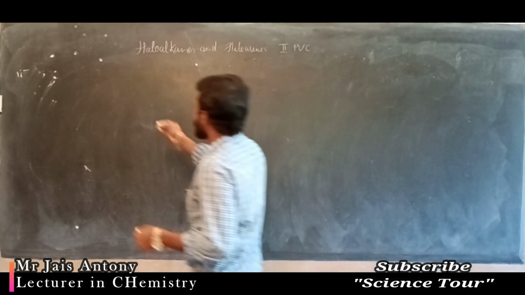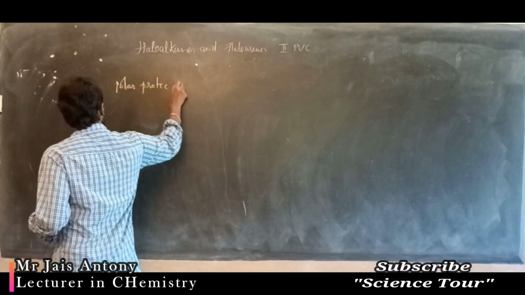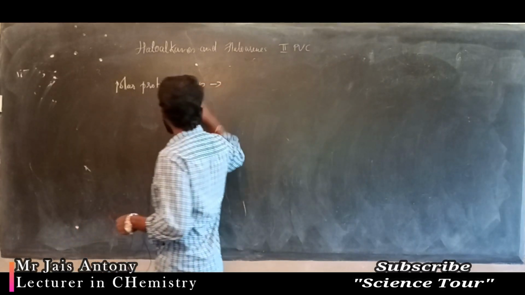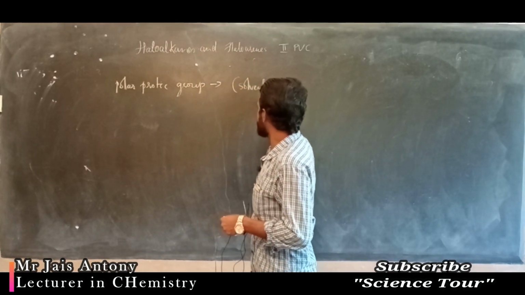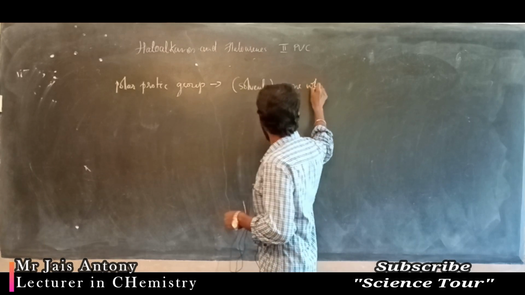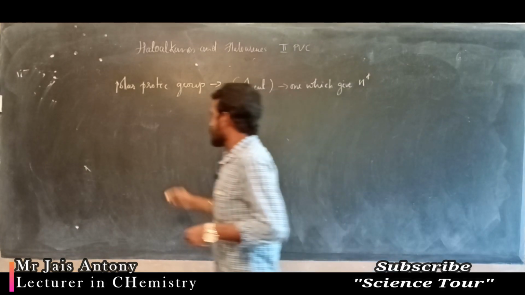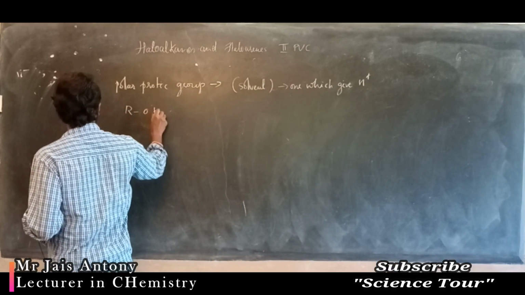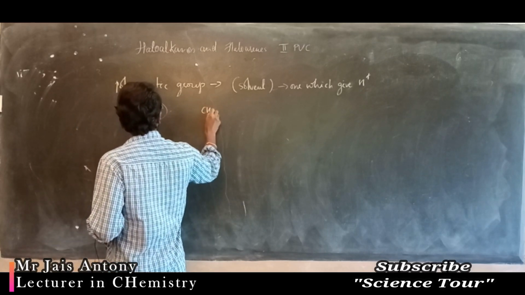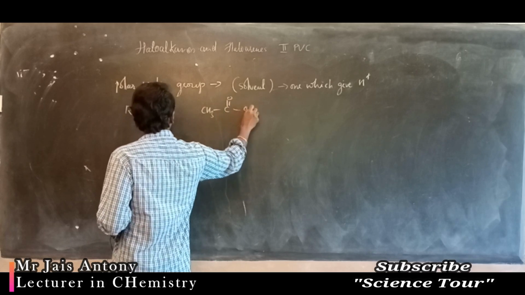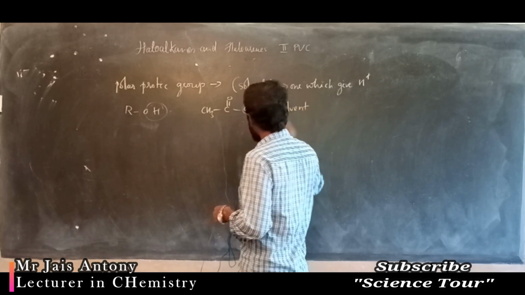Okay, in this, actually, polar protic group. What do you mean by polar protic group? It is a solvent, actually. What do you mean by that? It means one which gives H plus is called polar protic. In ROH it gives H plus. So in this case acetic acid gives H plus. So all these solvents are present. This type of solvent being present means it is ready to donate H plus.